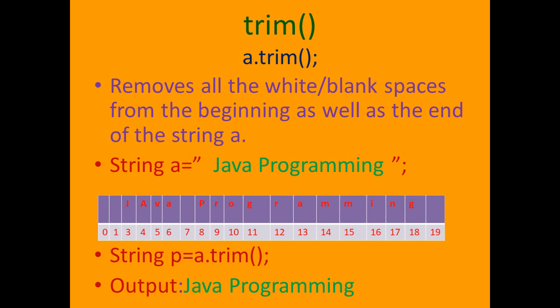Let's see. After using trim function on string S, the blanks are truncated. Hence, the resulting string in P will appear without any leading and trailing blanks. That means without any blank spaces before and after, we will get that output. That means Java programming. But the space in between will also remain. But at the first and last, you don't have any blank spaces. Okay, that is the use of this function.